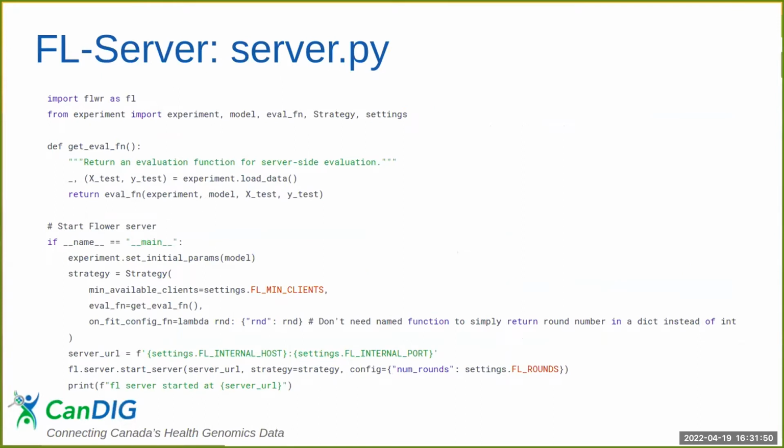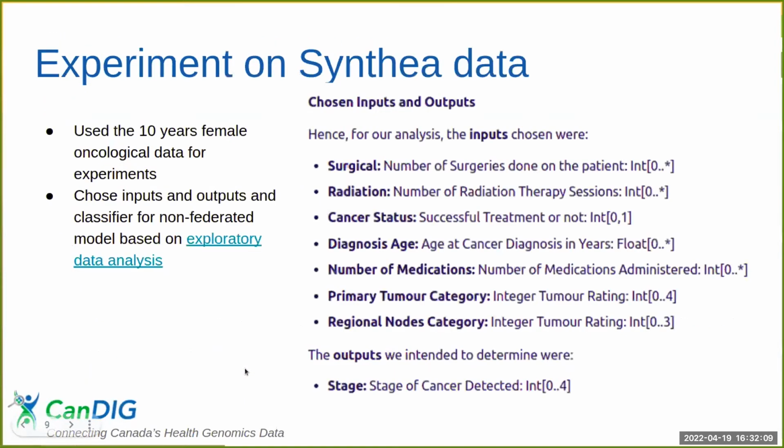In the FL server, there's a server.py file, which essentially sets the initial parameters of the model, and then uses this get evaluation function in the strategy class to perform some server-side evaluation. And we call fl.server.start_server just to start the server for Flower.